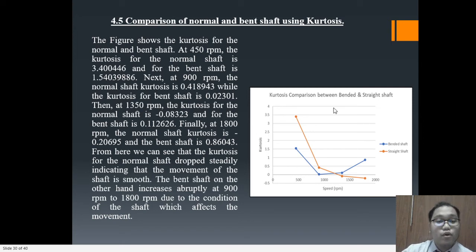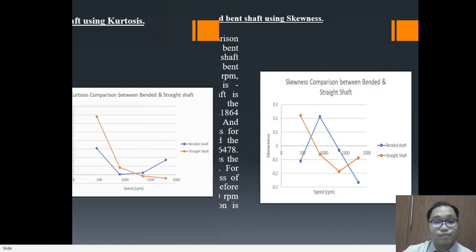From here, we can see that the kurtosis for the normal shaft drops steadily, indicating that the movement of the shaft is smooth. The bend shaft, on the other hand, increases abruptly from 900 RPM to 1800 RPM, which is due to the condition of the shaft, which affects the movement.